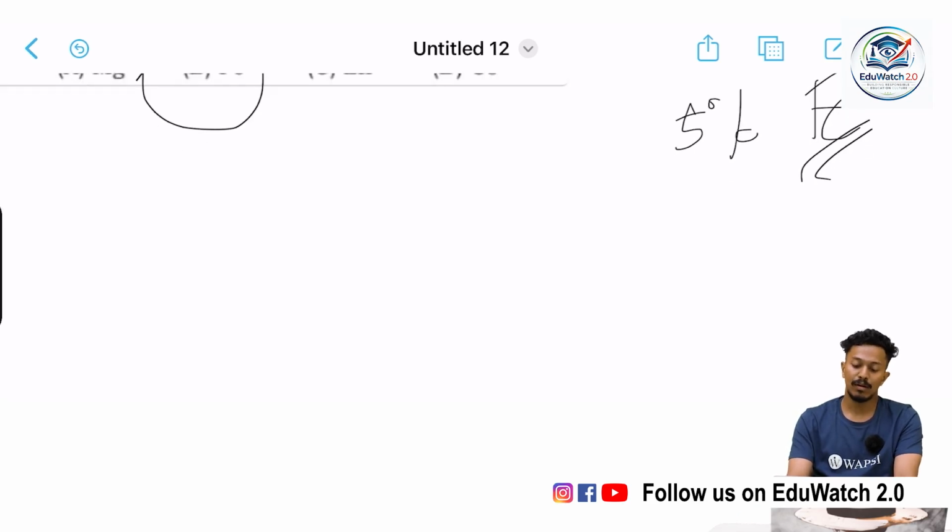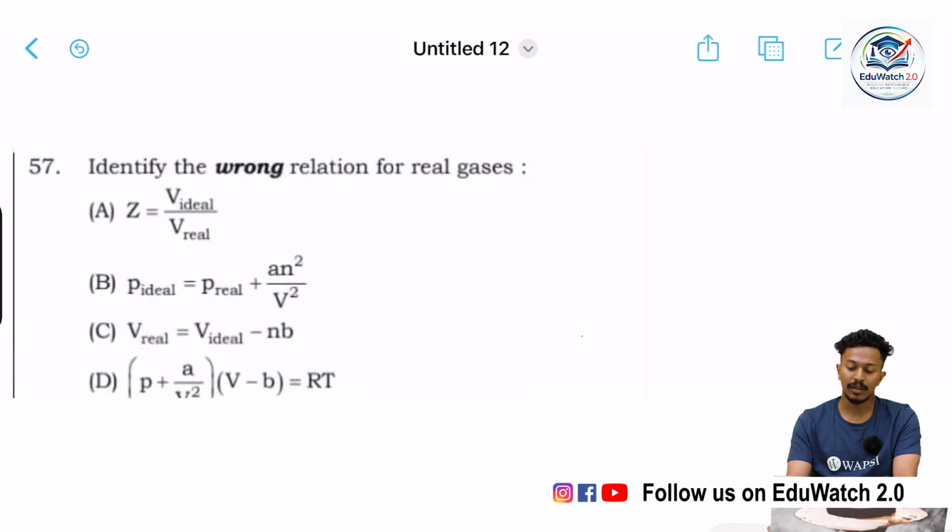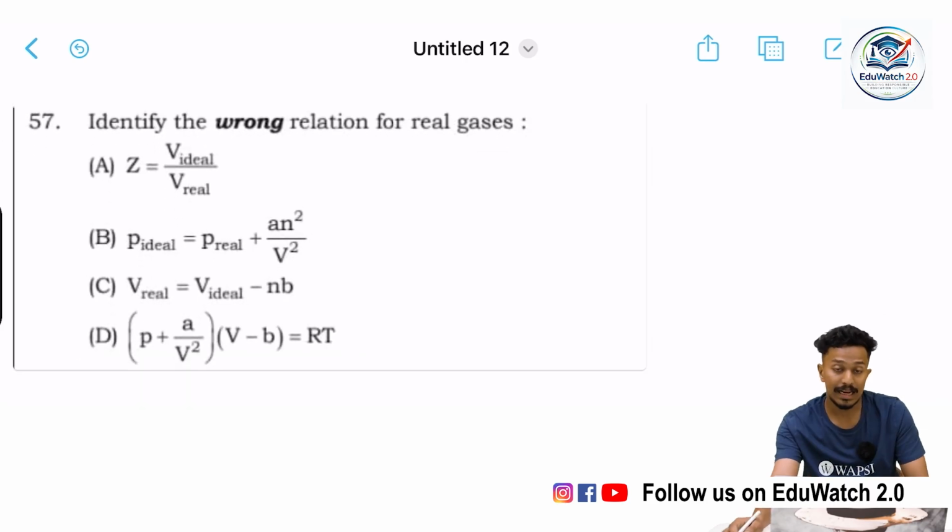We will move on to our next question. Identify the wrong relation for the real gases.